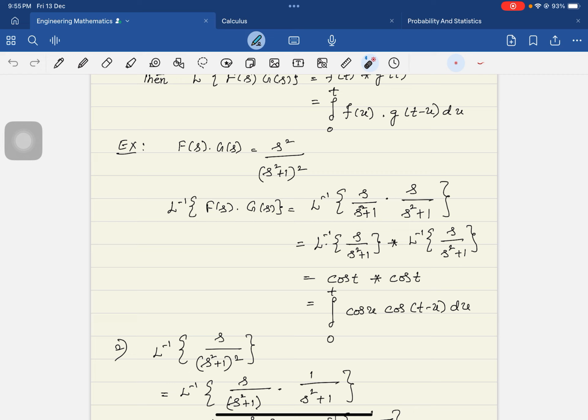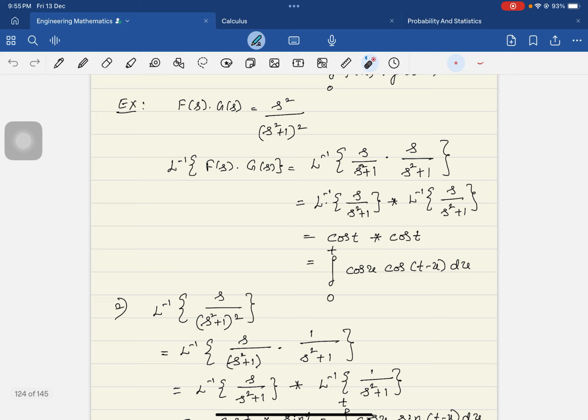So now how will you solve this? Integral 0 to t cosine u times cosine of t minus u du. So how to solve this? That will be done later. First we have to understand how to write down this convolution, how to evaluate this convolution by using the definition.